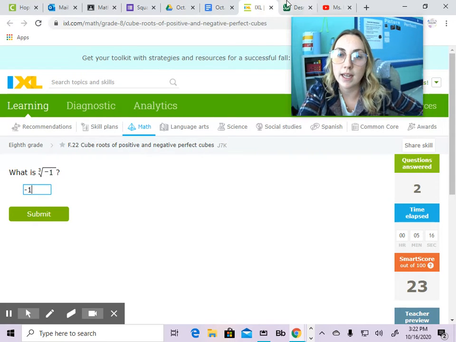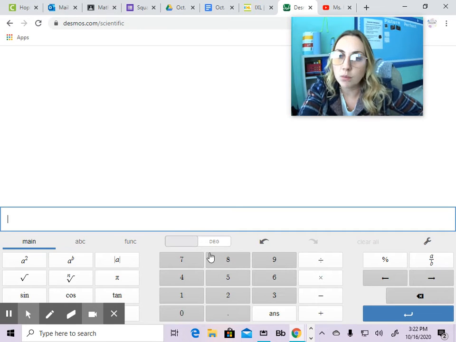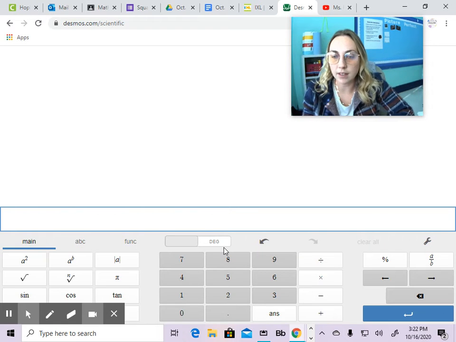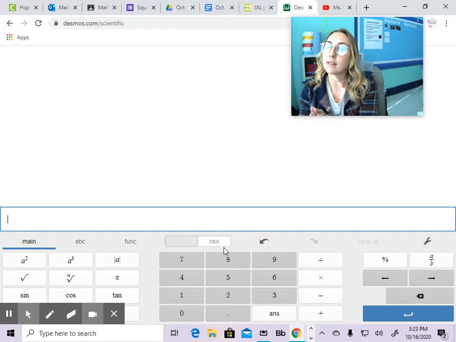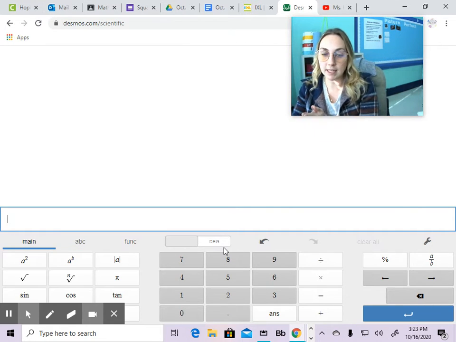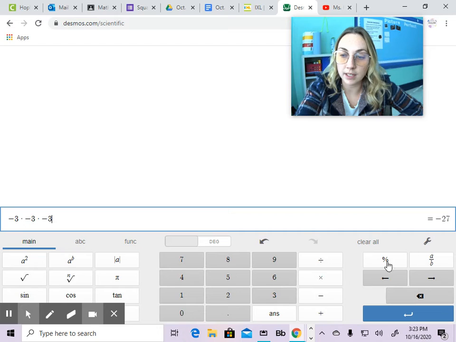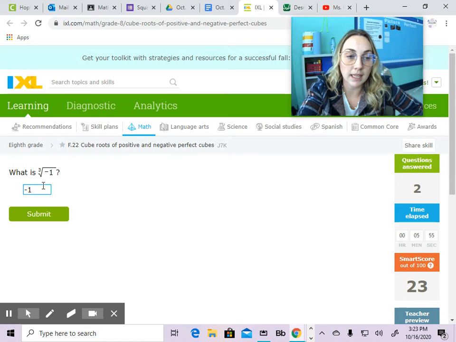And here is why. If you go to your Desmos calculator and you take any negative base and you cube it, the answer is going to be negative, because a negative times a negative is a positive, but a positive times a negative will always be negative. So, for example, negative 3 cubed is negative 27, which is the same as negative 3 times negative 3 times negative 3. And the answer will be negative 27, okay? So in this particular case, it would be negative 1.